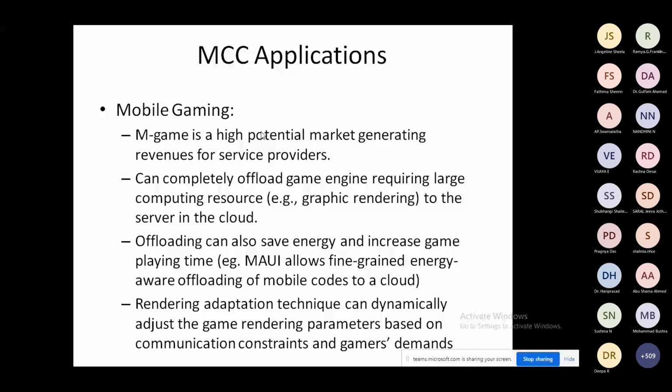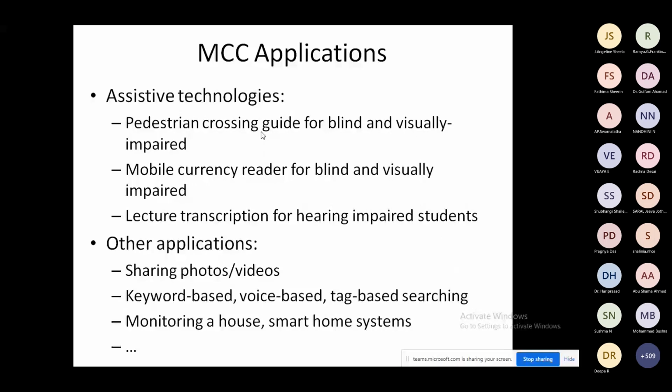Other applications are assistive technologies like pedestrian crossing guide for blind and visually impaired persons, mobile currency reader for blind and visually impaired, or lecture transcription for hearing impaired students. So these are the assistive technologies where mobile cloud computing plays an important role. Other applications are for sharing photos or videos, keyword-based, voice-based or text-based searching, or in monitoring a house or smart home systems, where mobile cloud computing applications are used. So these are the various applications.